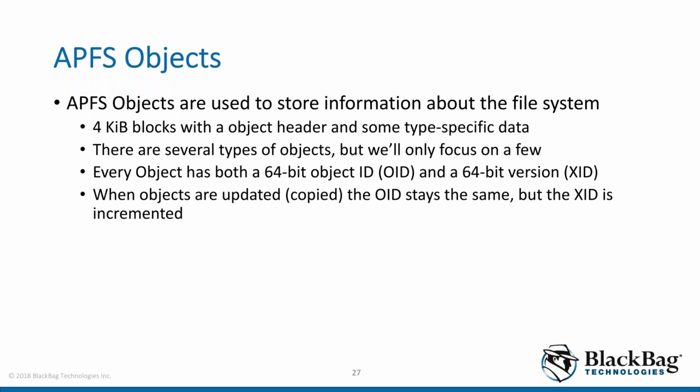Every time this object is updated, and again, APFS is copy on write, so when we update an object, what we're actually doing is creating a new version of this object somewhere else on disk that has a different version, and maybe marking the old object to be deleted. The object ID will stay the same, but the XID will be incremented. So if there are multiple versions of this object on the file system, the one with the higher XID is always going to be the newer object.